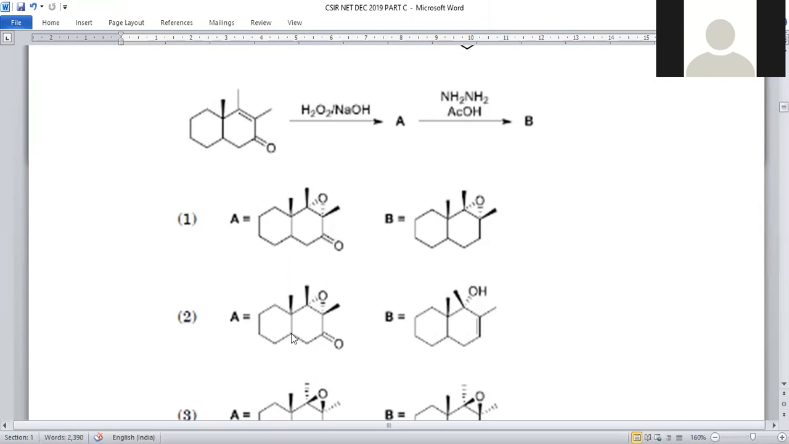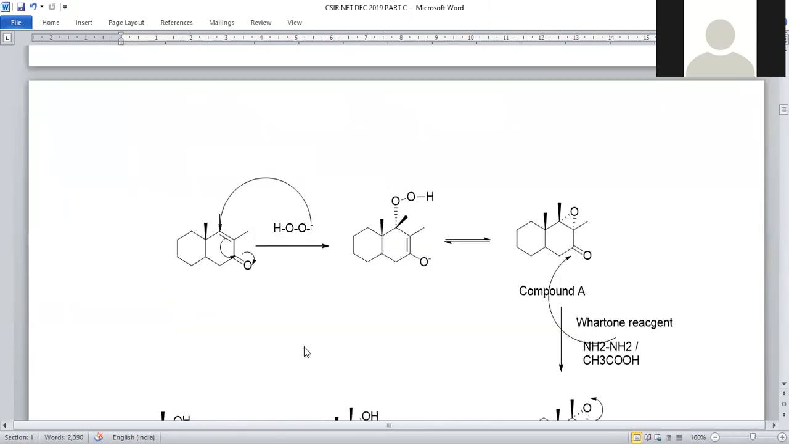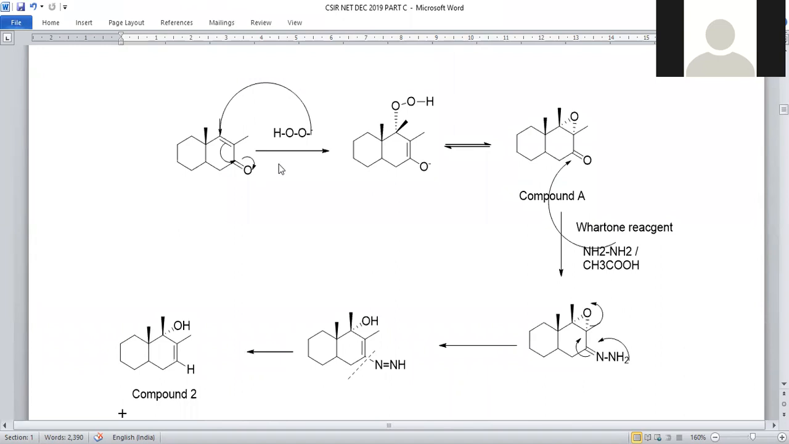Option number 2 is satisfying this statement. For this question, option number 2 is the right answer. Now let us see what is the suitable mechanism for this reaction. Whenever this hydrogen peroxide is treated with an olefinic double bond, what happens?